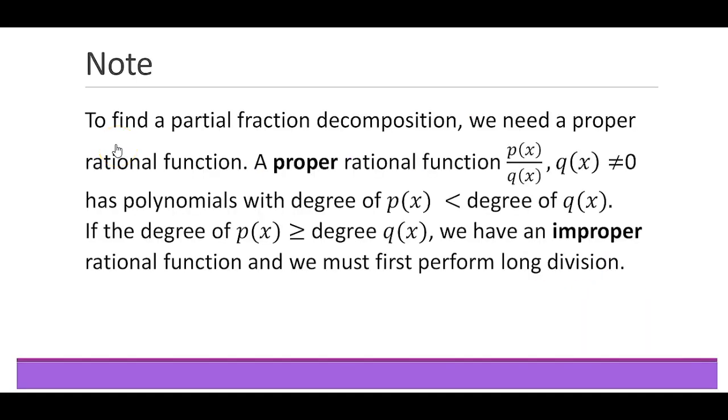A quick note before we start: to find a partial fraction decomposition, we need a proper rational function. A proper rational function, p of x over q of x, where q of x does not equal 0, has polynomials with the degree of p of x, so the degree in the numerator, less than the degree of the denominator. So if the degree of p of x, the numerator, happens to be greater than or equal to the degree of the denominator q of x, we have an improper rational function, and we must first perform long division.